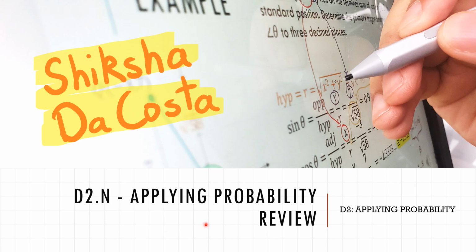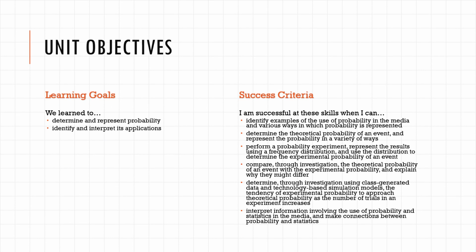Today we are going to review our unit on applying probability. So today we are going to review what we learned in this unit. In this unit we learned to determine and represent probability and to identify and interpret how we would apply it to real life. How do you know that you were successful in this unit?